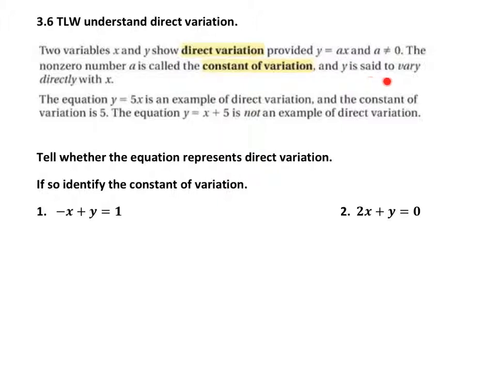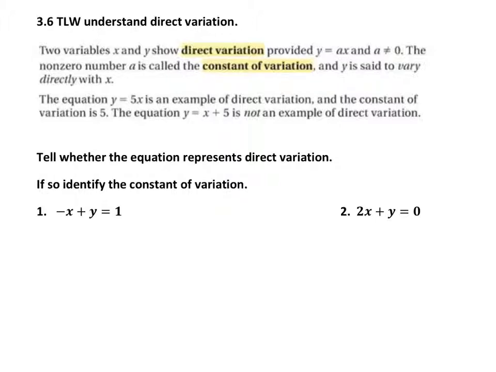And y is said to vary directly with x. The equation y equals 5x is an example of direct variation. The constant of variation is 5. The equation y equals x plus 5 is not an example of direct variation because of that plus 5.